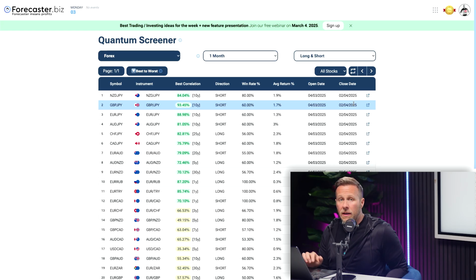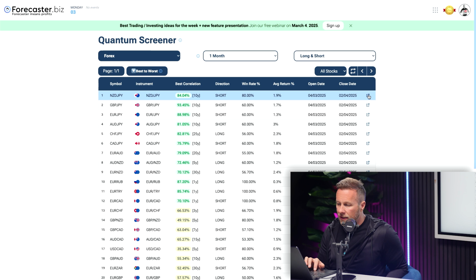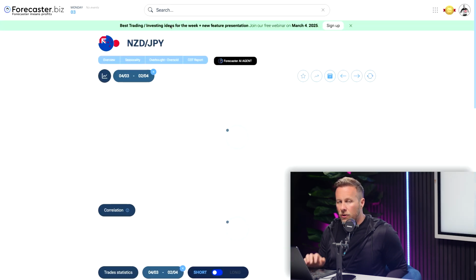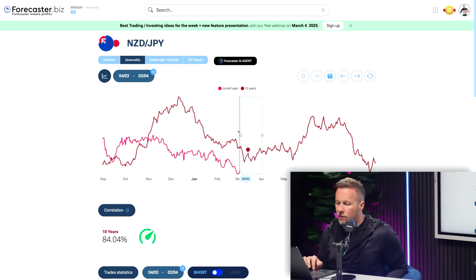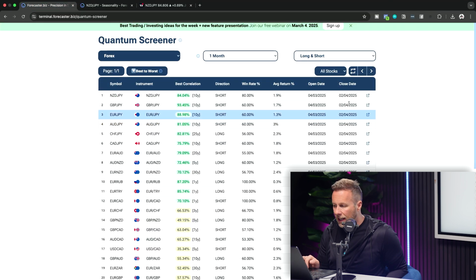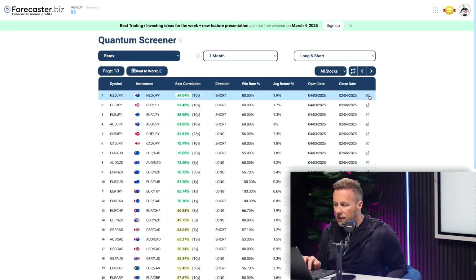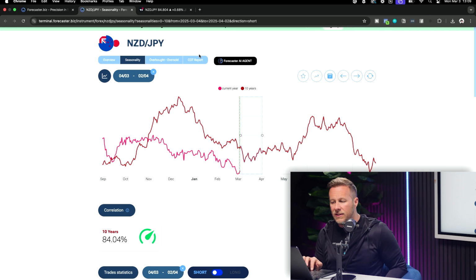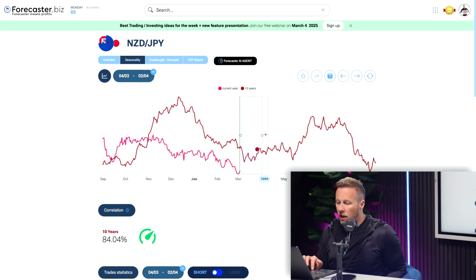So there's already been a move on the New Zealand yen, and I'll show you that in just a moment. But what I like to do next is go out where it's got the tab here, where you can click out and you can see the seasonality. So I go into the seasonality, and it's already highlighted this area here.